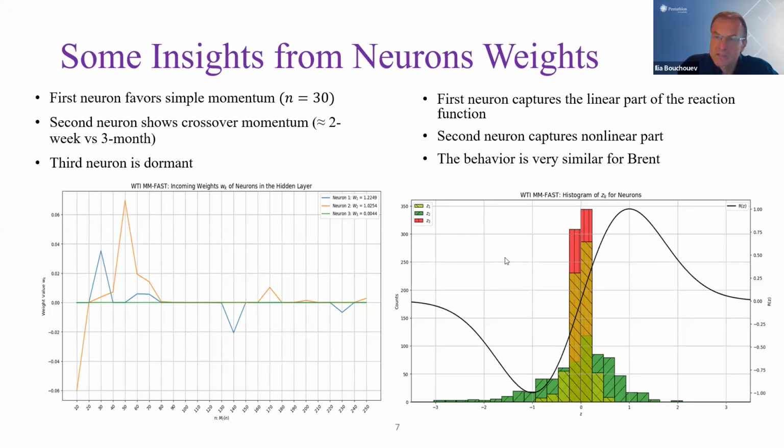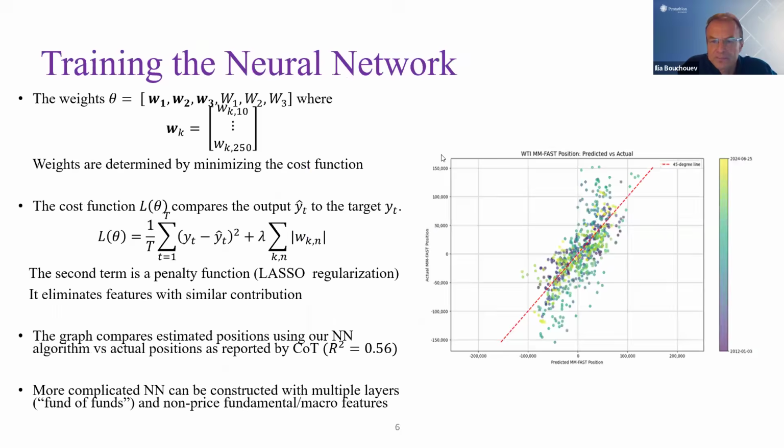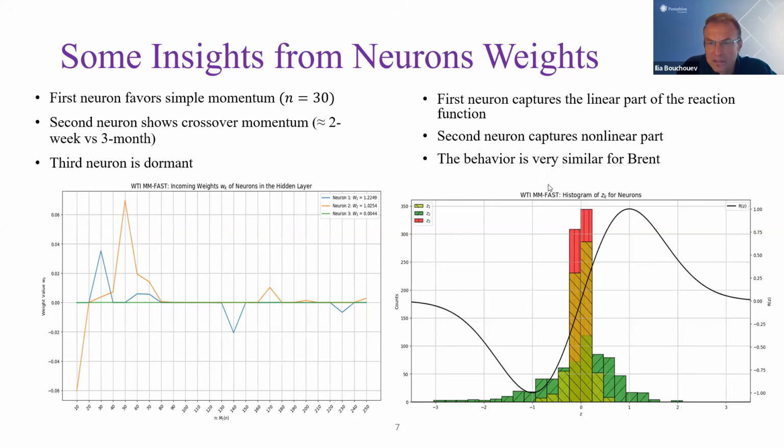And then another interesting visualization, we can plot the histogram of those Ds. Remember those Ds, this is the weighted average of moving averages. We can plot the values of this. Again, they're scaled, normalized. But the important observation here, the first neuron, which is in yellow here, sorry, some of the colors get blended here, but you can see the first one captures more like a linear, monotone part of the reaction function.